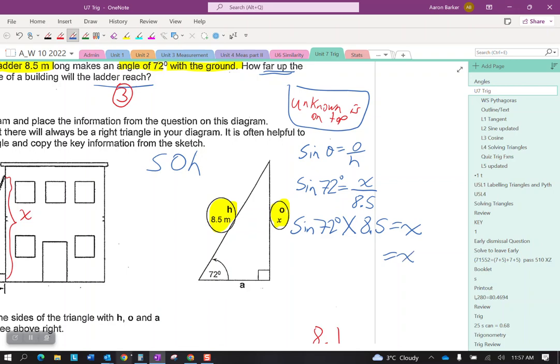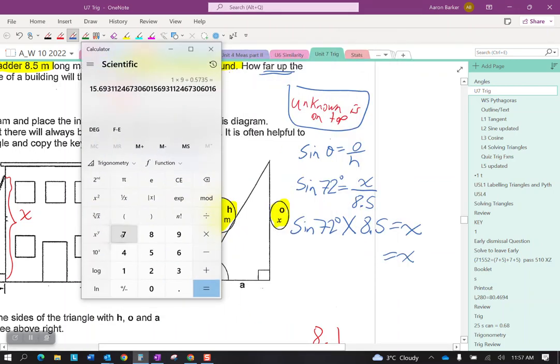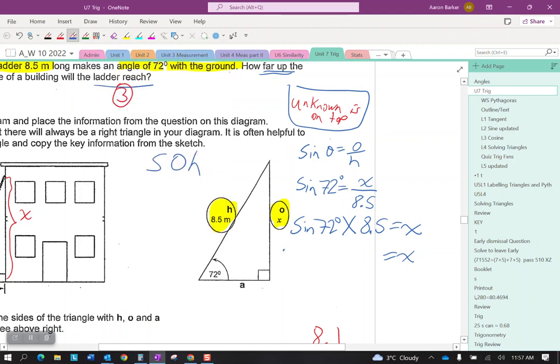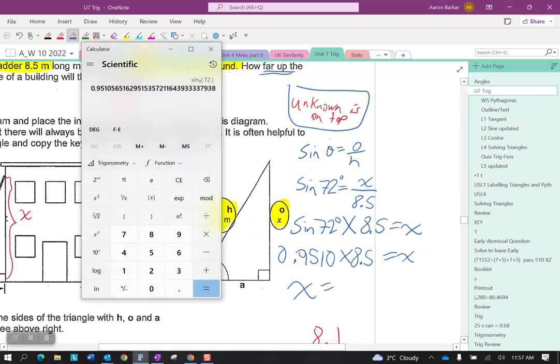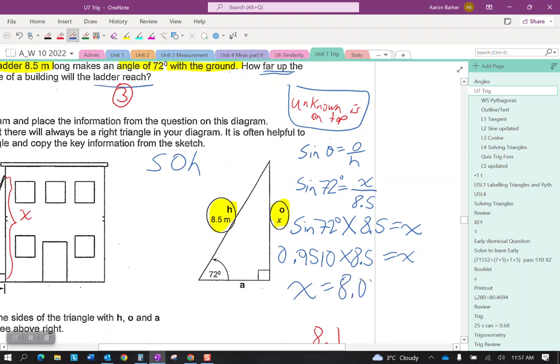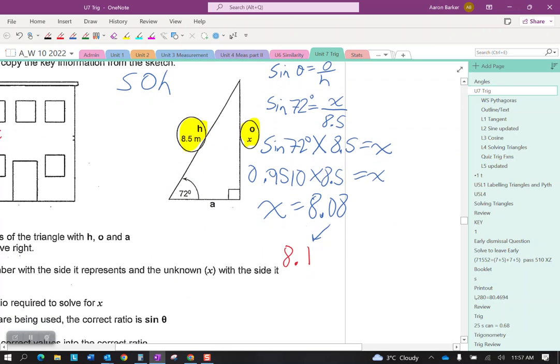Now, I know how to do that on my calculator, but you guys sometimes get scared. So if you want, you can take 72 degrees, find the sine of that, and write that down instead. 0.9510 times 8.5. So you can go to your calculator and then tell me what x is. Now, if you have all these decimals on your calculator, you don't need to erase them. You can just go times 8.5 equals 8.08. And rounding to one decimal, it becomes 8.1.